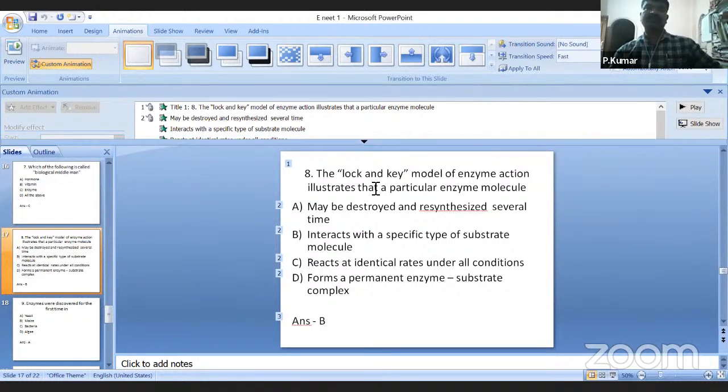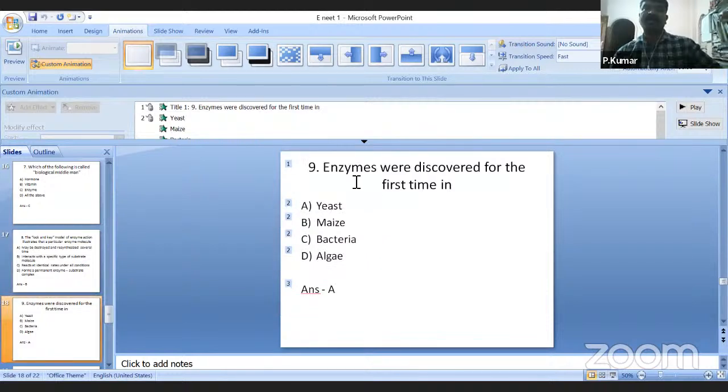Next, the lock and key model of enzyme action illustrates that a particular enzyme molecule may be destroyed and resynthesized several times, and interacts with a specific type of substrate molecule. The answer is the lock and key model; we just completed this. And enzymes were discovered for the first time in yeast.